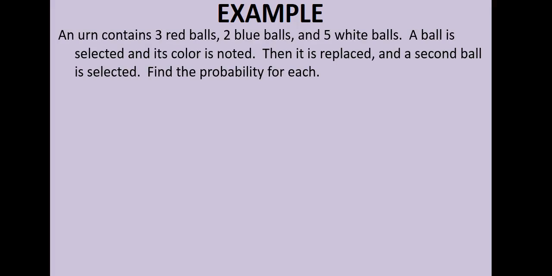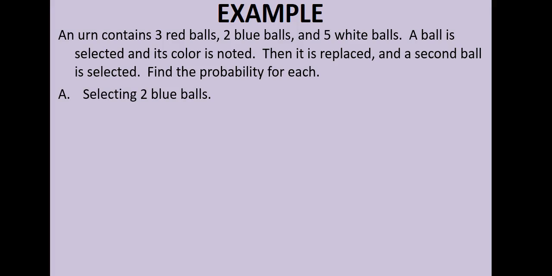Let's look at an example here. We have an urn or a vase or a jug. It contains three red balls, 2 blue balls, and 5 white balls. A ball is selected out of the urn and its color is noted. And then we put that ball back in, and then we're going to pick a second ball out. And we want to find the probability of each occurring.